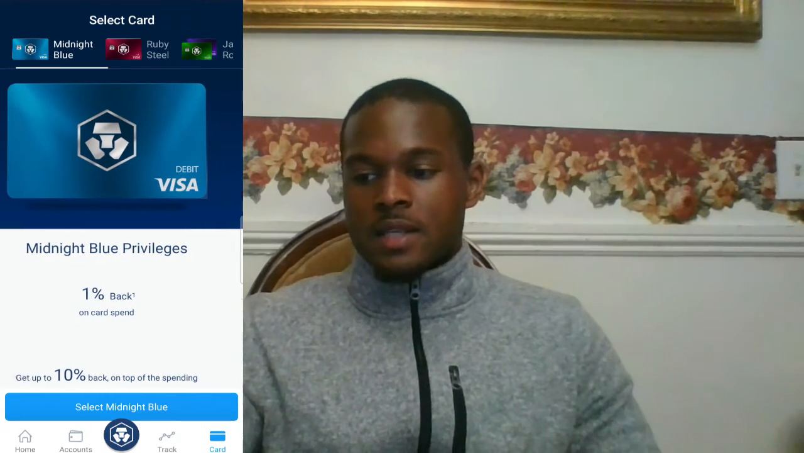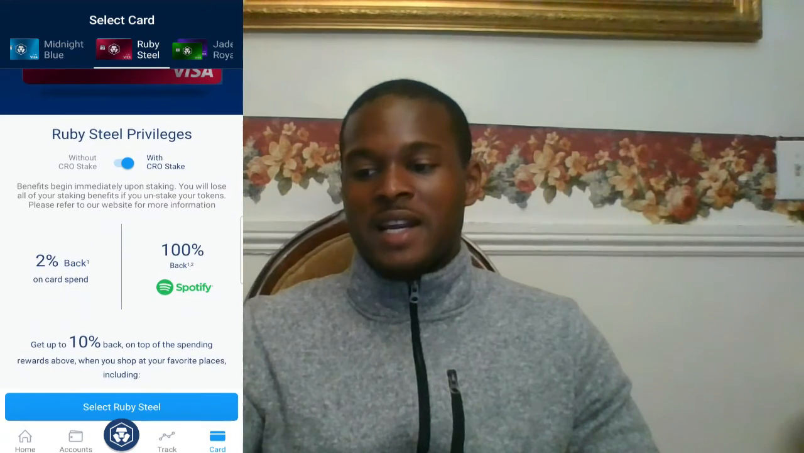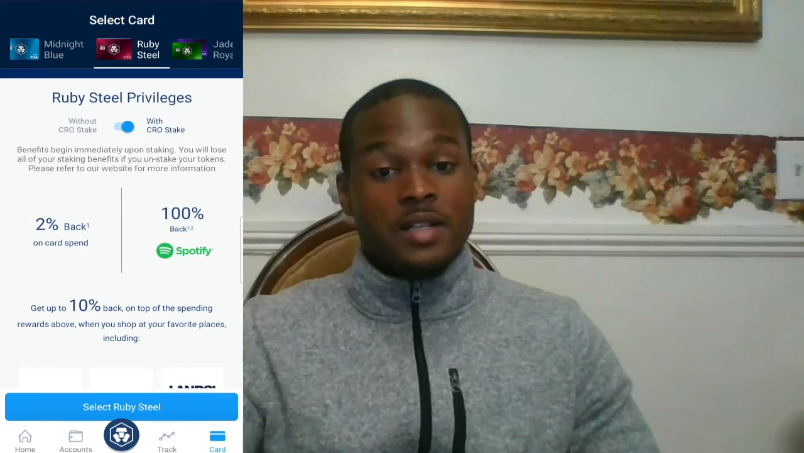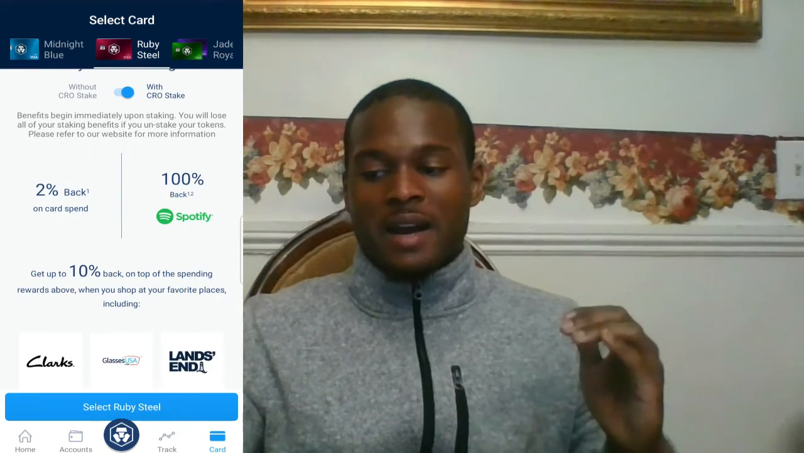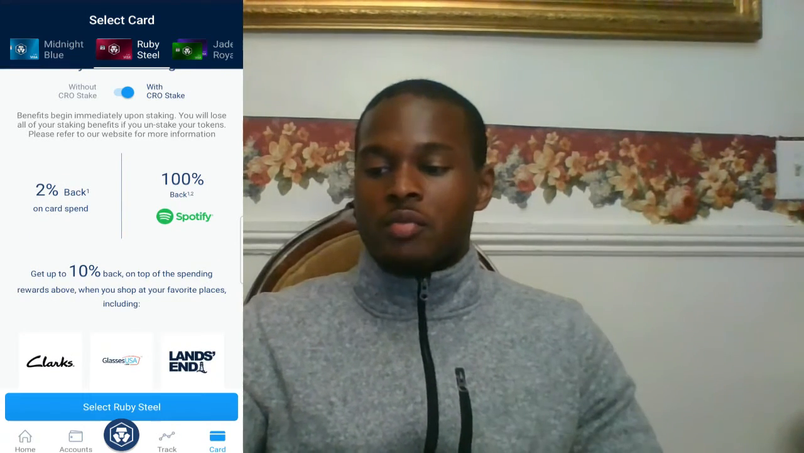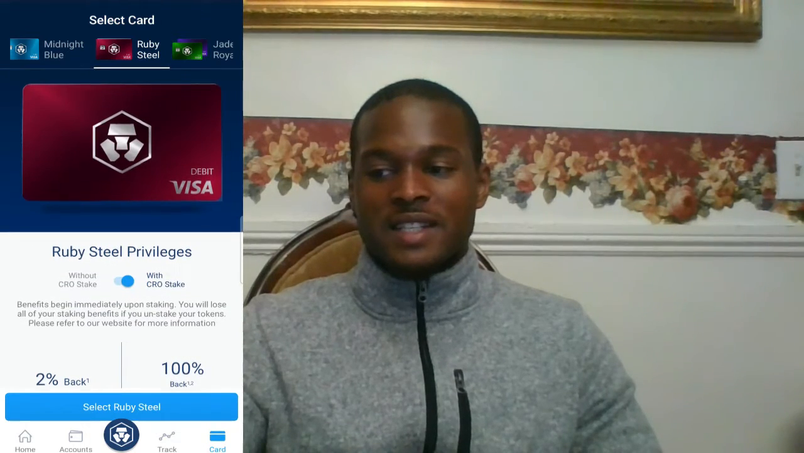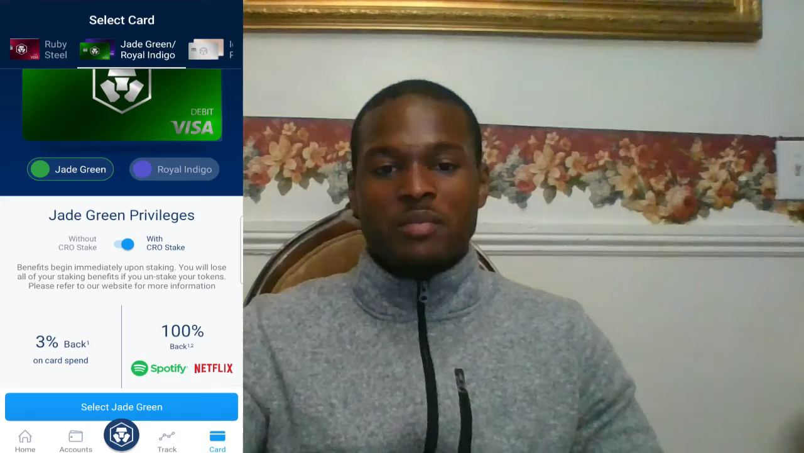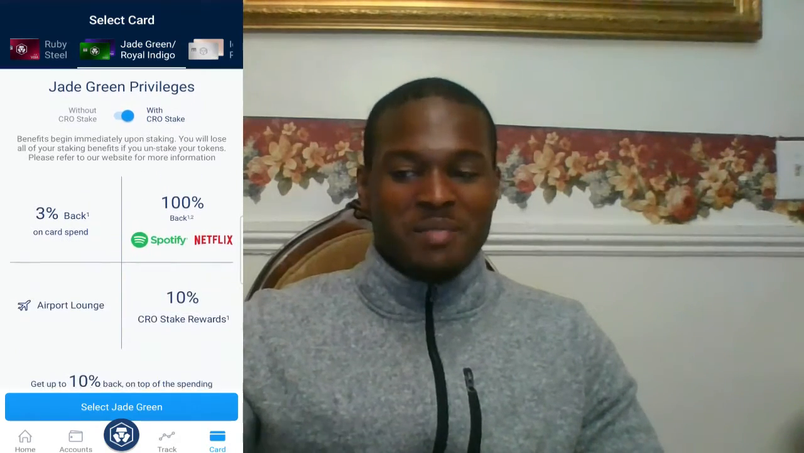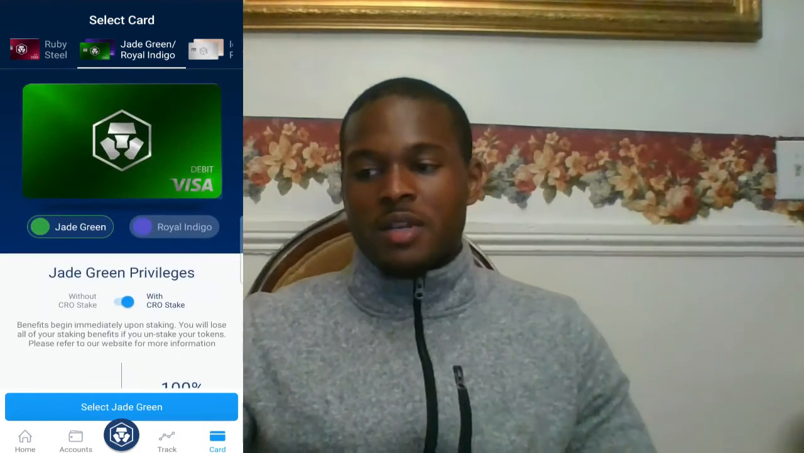So let's see Ruby Steel after the midnight. 2% back. And look, 100% Spotify back, and get up to 10% back on the spending of the rewards above. And you see the brands affiliated with this. Look at Jade Green, Royal Indigo, 3% back. Oh, look at that, Spotify and Netflix. You see how it's moving up slowly but surely?